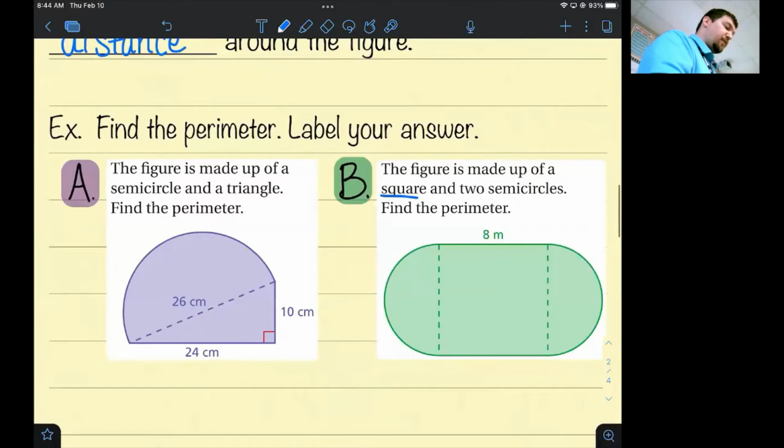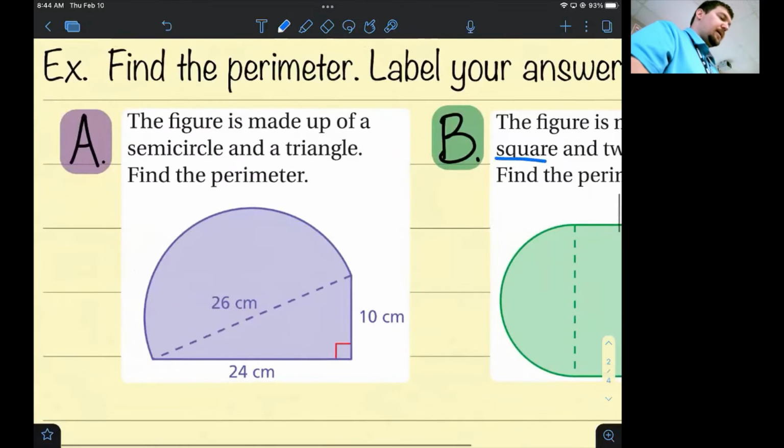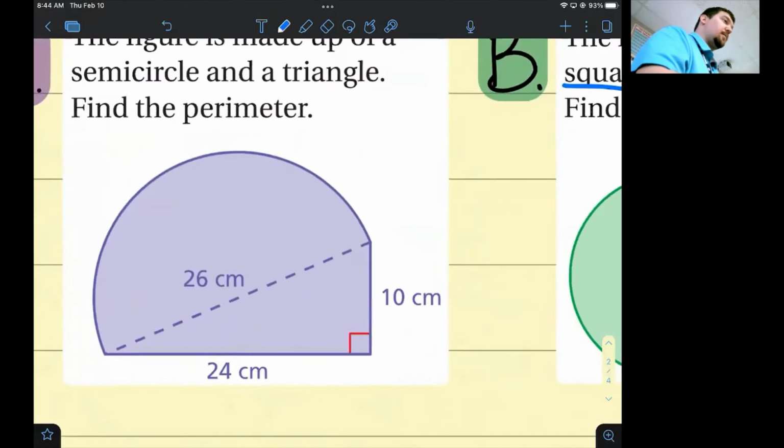Okay, so our very first shape here in purple says it's made up of a semicircle and a triangle. How many sides do you see on this shape? How many? I see 3. I see 2 straight edge sides on my triangle, 1 and 2. And then I see a curved semicircular edge. Okay, so why don't we go ahead? There's 3. So that means 3 sides means 3 numbers we're gonna have to add together.